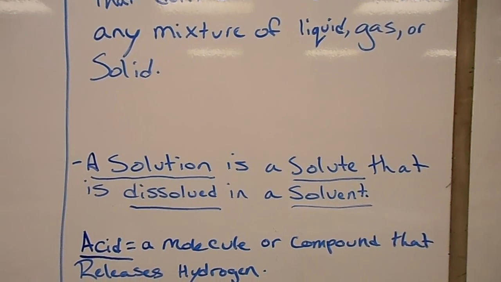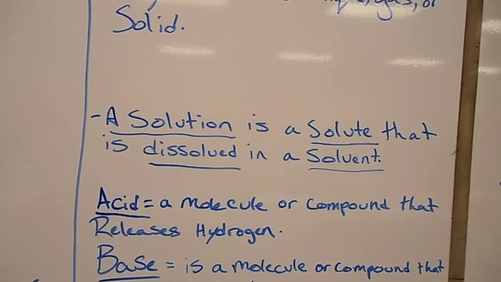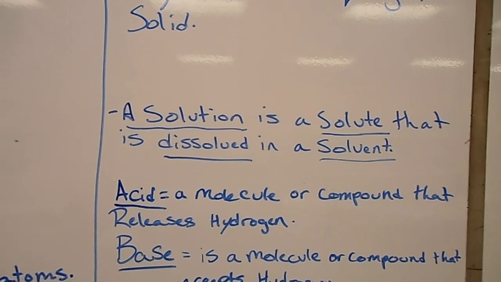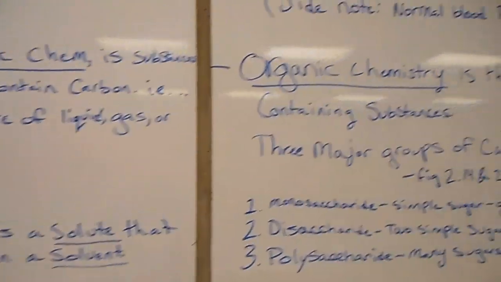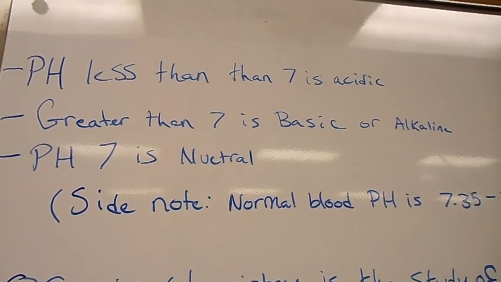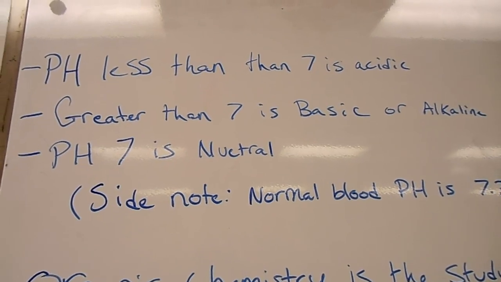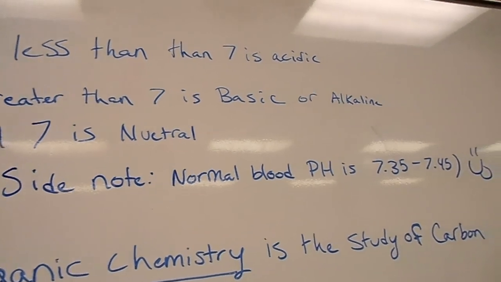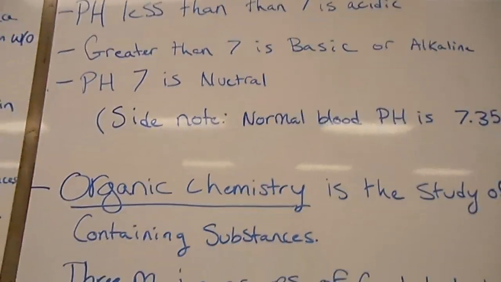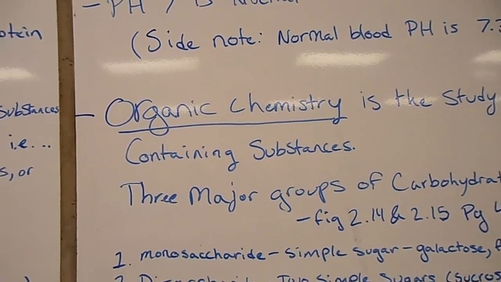A solution is a solute that is dissolved in a solvent. And an acid is a molecule or compound that releases hydrogen. A base is a molecule or compound that accepts hydrogen. And then we go on to pH levels. A pH less than 7 is acidic. Greater than 7 is basic or alkaline. pH at 7 is neutral. Side note is normal blood pH is 7.35 through 7.45. Then organic chemistry is the study of carbon-containing substances.